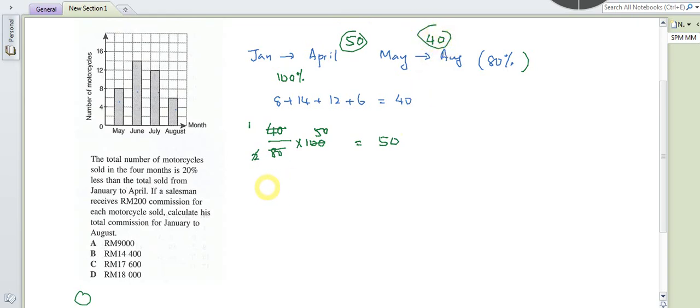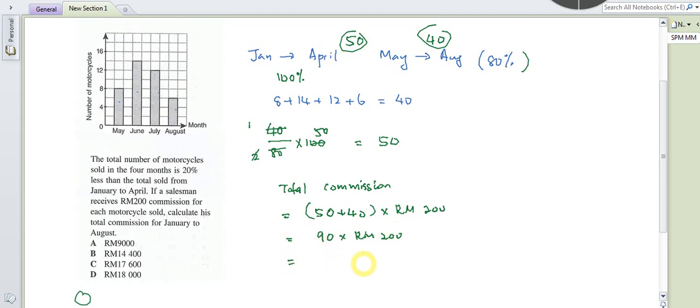So the total commission that we can get will be 50 plus 40, then times RM200. So here we have 90. Okay, so the answer is RM18,000.